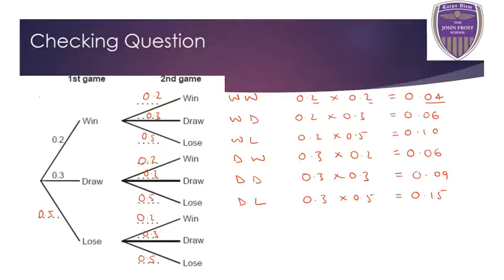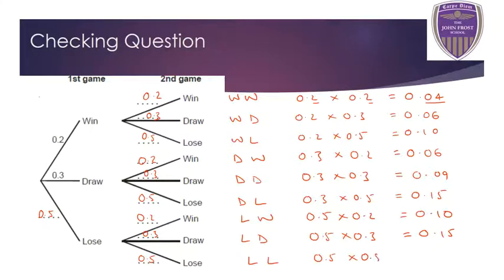So the last 3 now is when she loses the first game. So she can lose the first game and win the second game. That would be 0.5 times 0.2, which is 0.10. She could also then lose the first game but draw the second game. So lose then draw. That's 0.5 times 0.3, which is 0.15. And then the last possibility is she loses both games. So lose, lose is 0.5 multiplied by 0.5, which is 0.25.